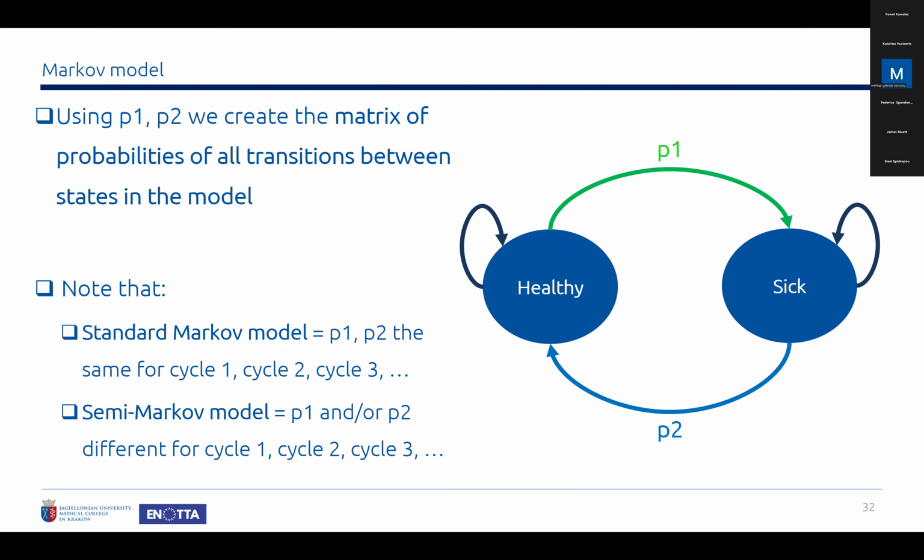And there are two types of Markov models. There is a standard Markov model where P1 and P2 are constant, so they are not changing every cycle. And the semi-Markov models where P1 or P2 are changing during the time horizon. For our example, the P1, for example, can be lower at the start of the modeling when people are younger, and will be higher at the end of the time horizon when people are older and more likely to get the common cold.